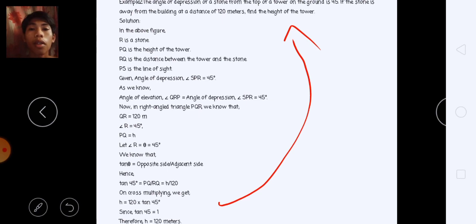So that's all, guys. That's it. It's easy to get the angle of elevation and the height of the object using the angle of depression.